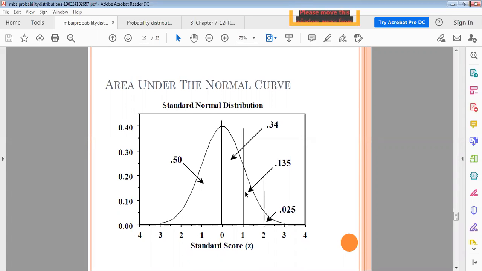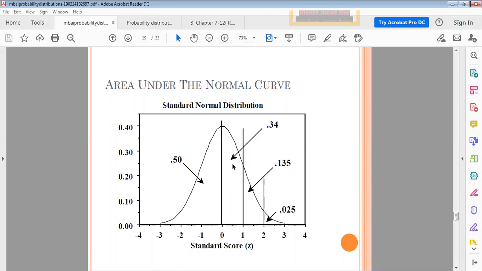Okay, that means this is a symmetrical curve. So mean, median, mode, etc. are the same for this curve. This is the standard normal distribution curve. Here, this 50% is divided into three parts.